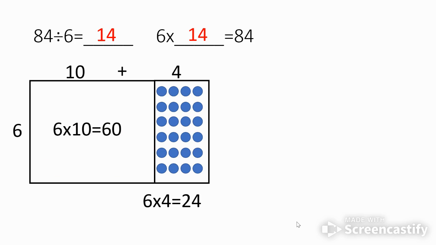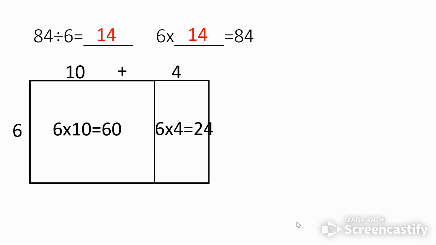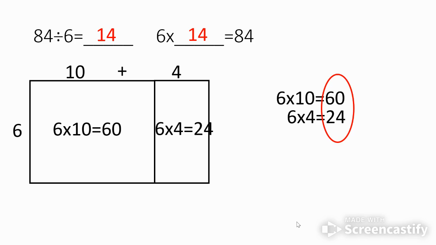If I take out my dots, I know that length times width, 6 times 10, would give me 60. And I know that length times width of the second rectangle, 6 times 4, is 24. So if I think of that as 2 parts of one larger rectangle, I know that 60 plus 24 is 84. So that's an area model. Length times width of the first rectangle, 6 times 10. Length times width of the second rectangle, 6 times 4, and then I add them together, I get 84.